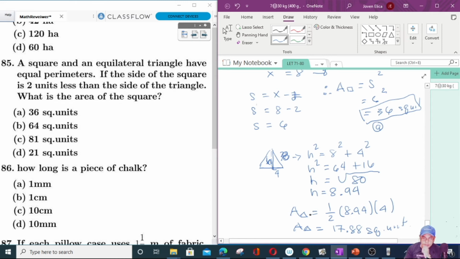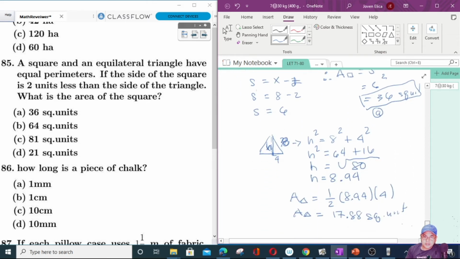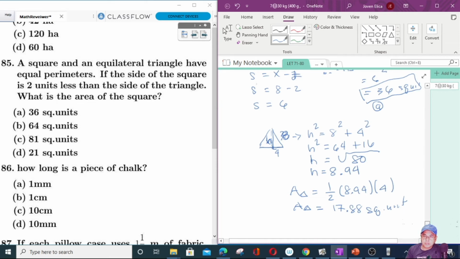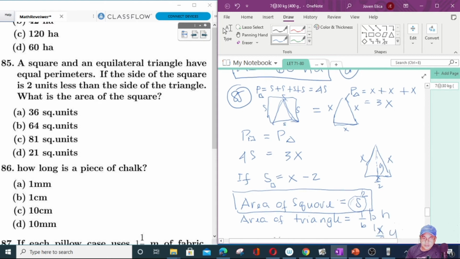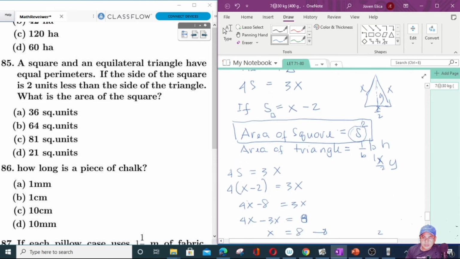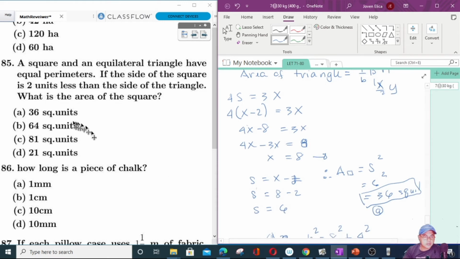But actually, we don't need to calculate this one, but I'm just showing you so that we can verify that if you're going to multiply 17.88, it's almost the same with 36. 17 times 4 is almost 35 point something or 36, because if you're going to draw equilateral triangle here, the area of this equilateral is equal to the area of these two triangles. So our answer is correct, 36 square meter, which is letter A.